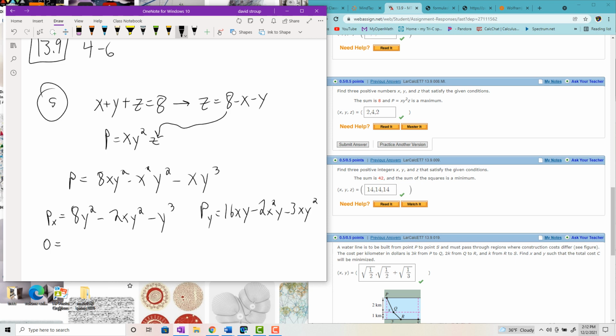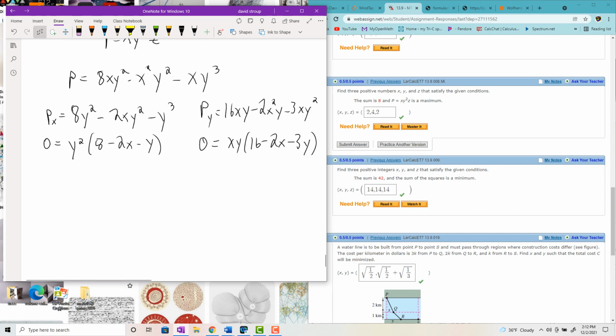Set them equal to 0, factor them. I can factor a y squared out of the first one. So I get 8 minus 2x minus y. And then the second one I can factor out xy. So I'll have 16 minus 2x minus 3y. And you could throw out the y squared portion and just write 8 minus 2x minus y is 0. Basically, you're assuming y is not 0, so you could divide both sides by it. Likewise, on the other one, you can throw out the xy, so 16 minus 2x minus 3y.